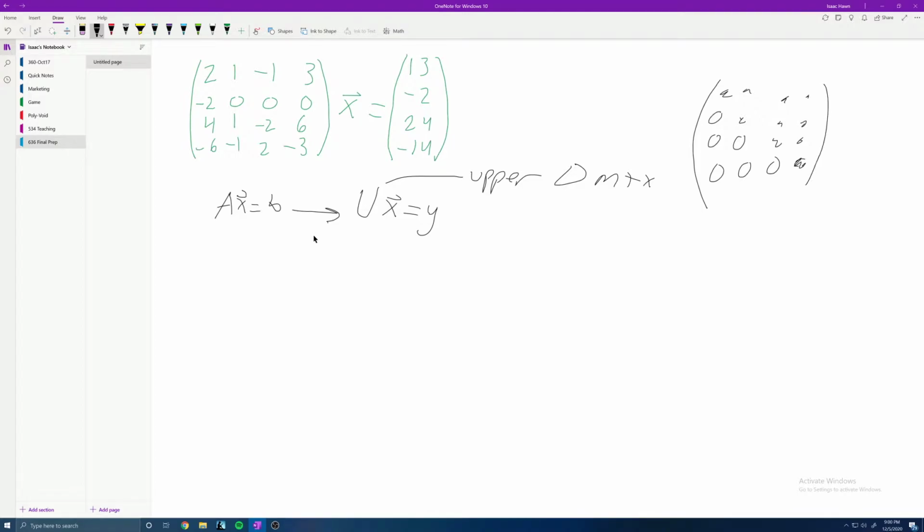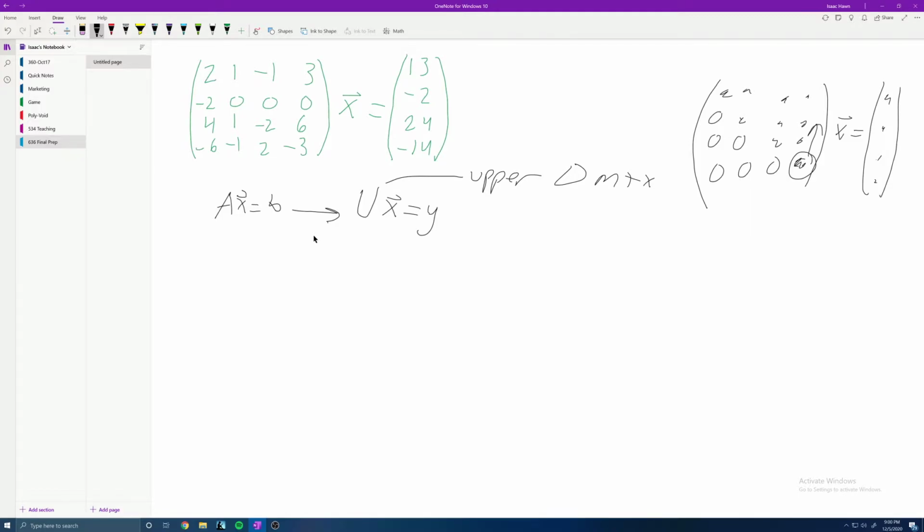And this is nice because that times x equals b, or y in this case. So that's nice because whatever these y values end up being, you can solve very easily by back substitution, by starting from this value and working your way up. And that's nice to program. So let's go through this algorithm and how to do it.